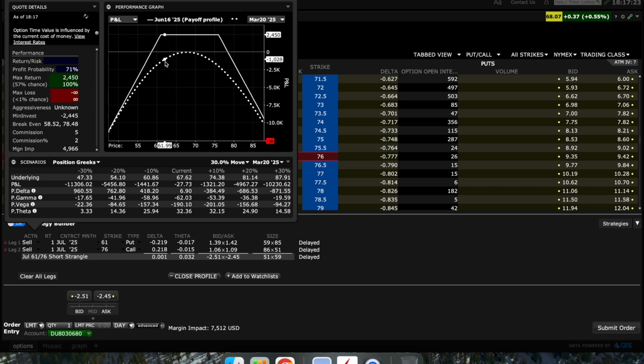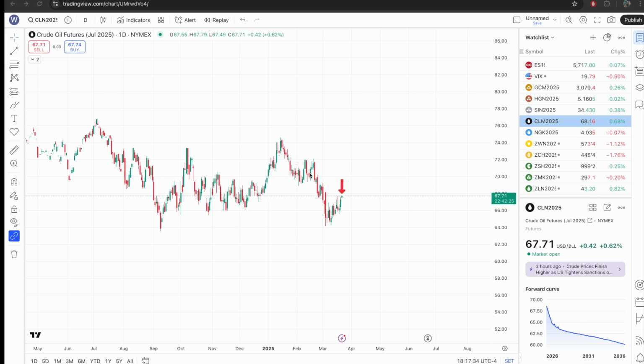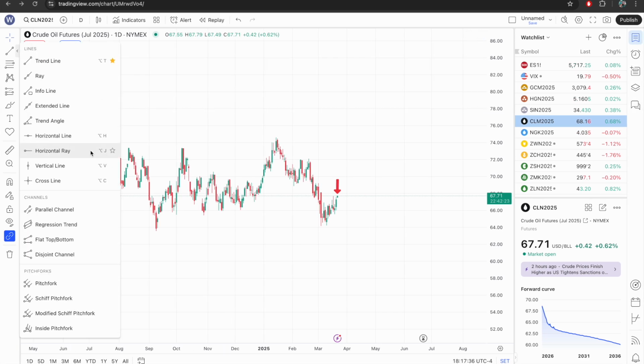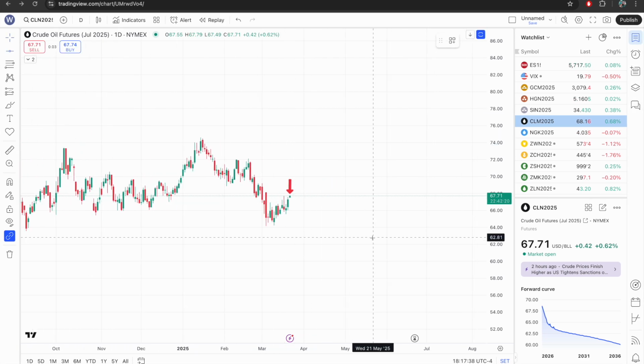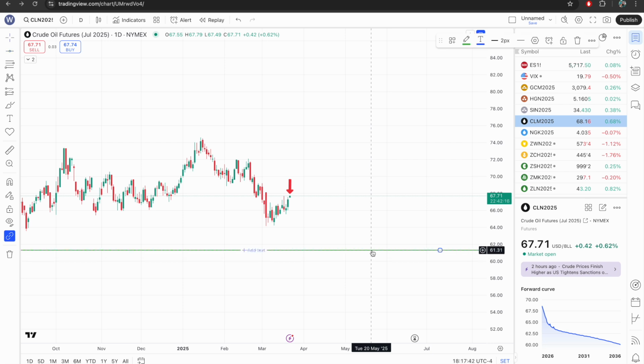So let's see at what price of crude oil I'm going to be down about 12.50. So it's 61.31 on the downside. So let's go and put it on the graph here. 61.31. So 61. There we go.